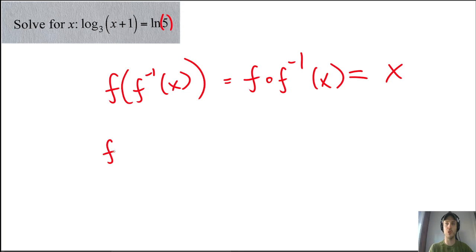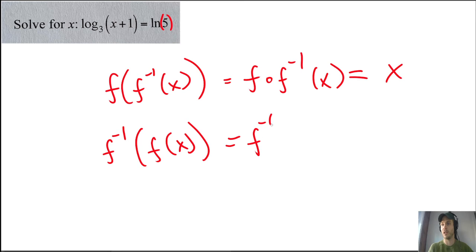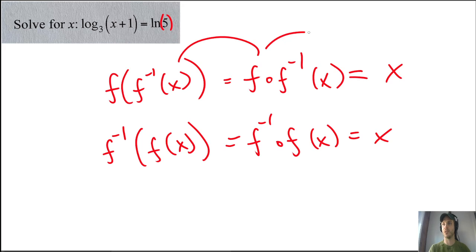Now, we can also do it in the opposite order here. We could do f inverse on the outside. We'll compose f of x with that. And that would be denoted this way if we're using this kind of like composition operator symbol here. So this is a chain of equality. That's equal to that, that's equal to that. It's really important to recognize that. Okay, so that's what we're going to use to solve this problem.